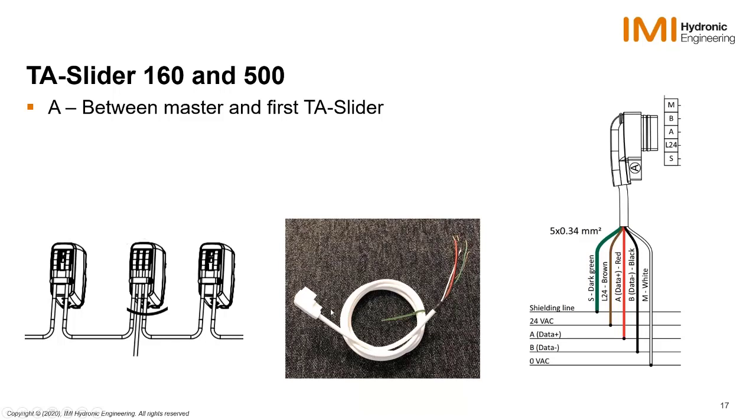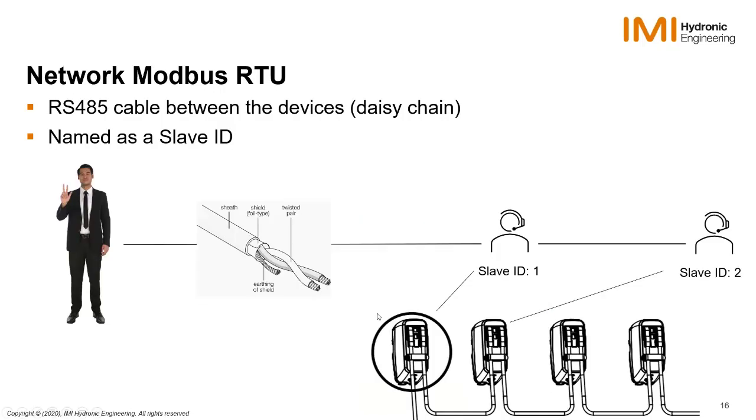So if this would be to the master, this would be the A cable going into your first slider. And they look like this in reality. There's one plug, and then there are 5 open cables here. And when we look into the data sheet, we can see what each cable means. So we have the shielding line for our twisted pair. We have 24 volts. And we have 0, so the ground. And then we have our A and our B cable here to manage the communication in this RTU network.